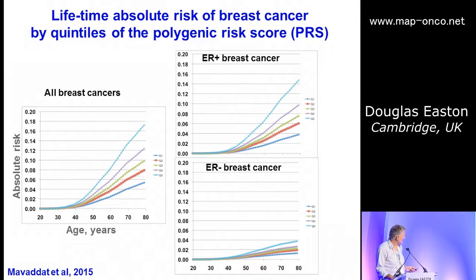On the right here, this is for ER-positive disease. Because there are more SNPs for ER-positive disease, the prediction is better. It's also somewhat predictive for ER-negative disease, but not yet as good.